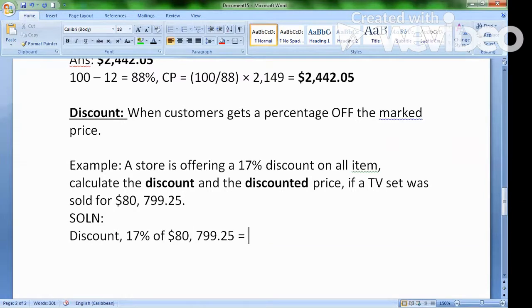All right. Can somebody work on that for me, please? $13,735.80. You're absolutely correct, sir. So it's 13,735 and 87 cents. So this is the discount. The discounted price would be the difference of those, right? So let's subtract these two amounts here.